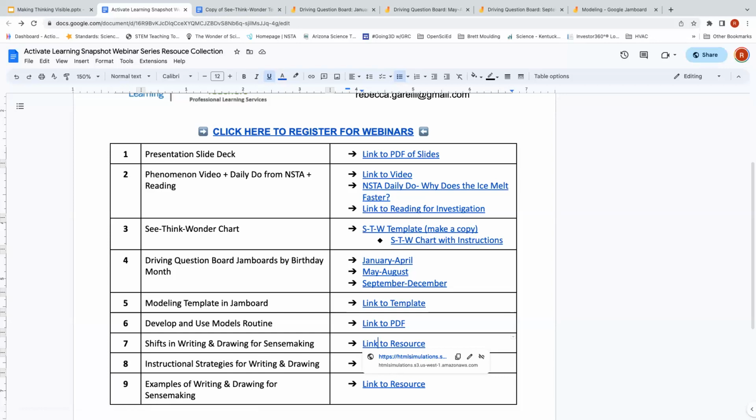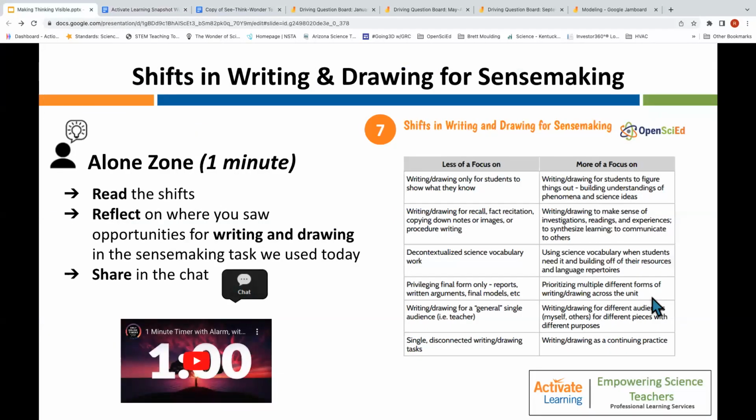When you've got it open, please type ready, give me a thumbs up, some kind of emoji in the chat so I know you're with me. So this is number 7. Thanks for the feedback. And for a minute, once you've got there, I'm just going to ask you to read shifts in writing and drawing for sense making. So I'm going to ask you to do three things. And thanks for the emojis in the chat.